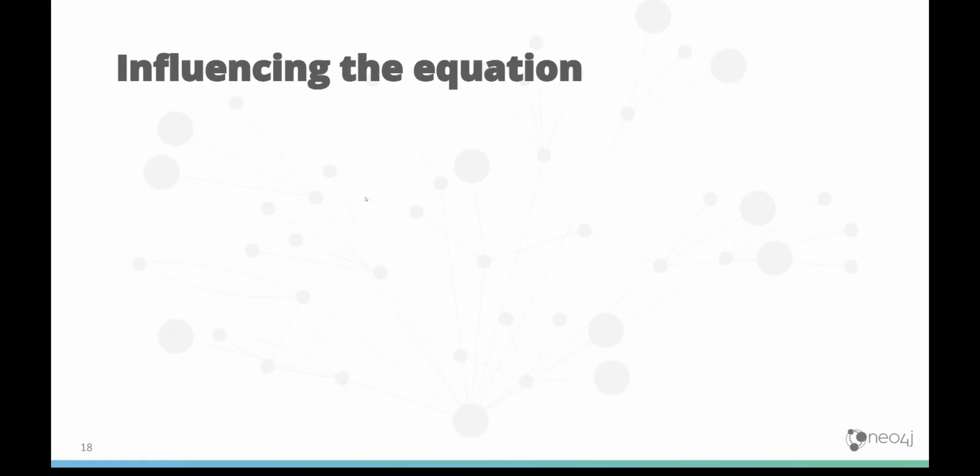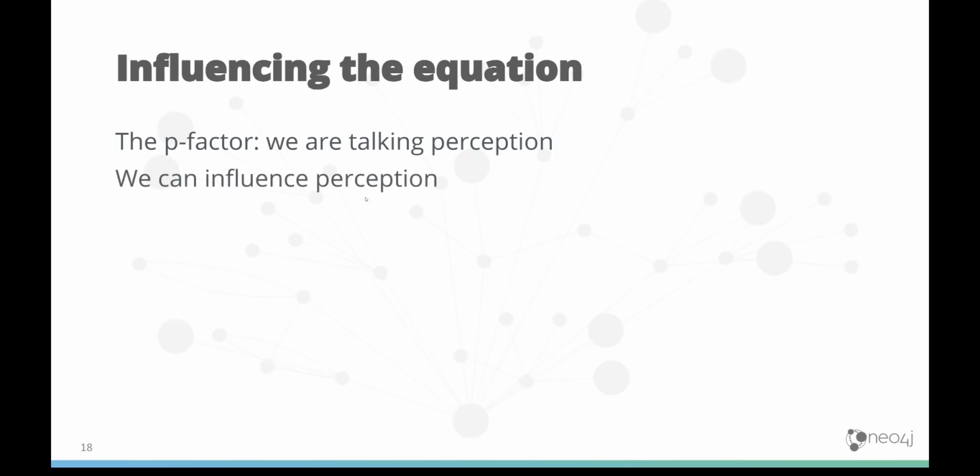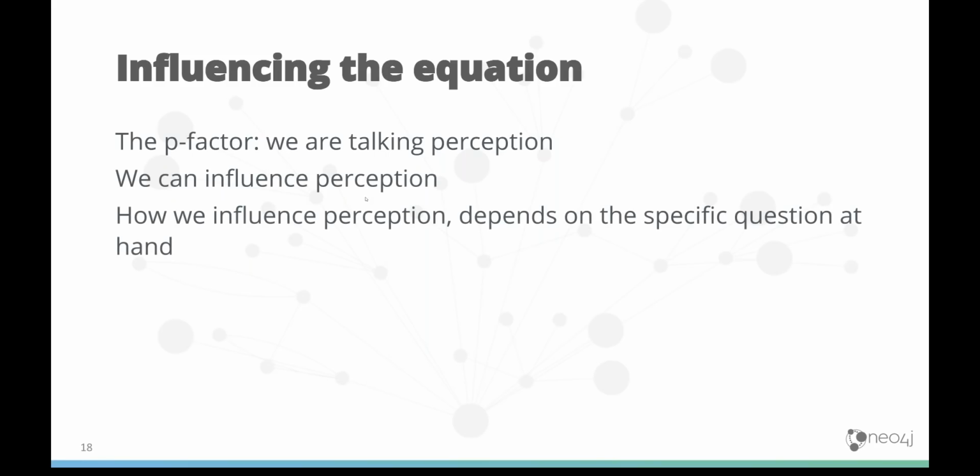So why am I spending so much time on this? When I say why we need to create business cases for graph projects, it's because we need to influence this equation. We need to influence the P factor, first of all. The P factor is all about perception, and humans are all about perception. We can influence perception. We can make people feel more comfortable. We can make people see the value. How we influence this perception is very specific to every single customer, very customer specific, project specific.